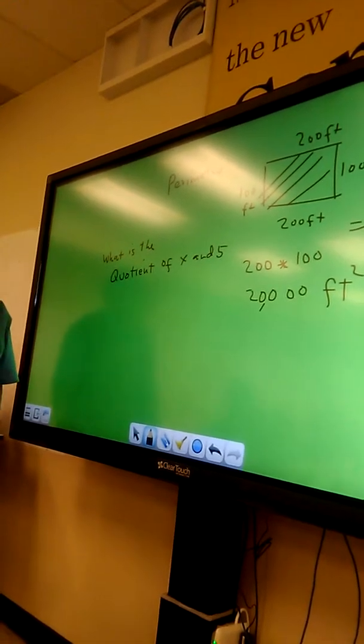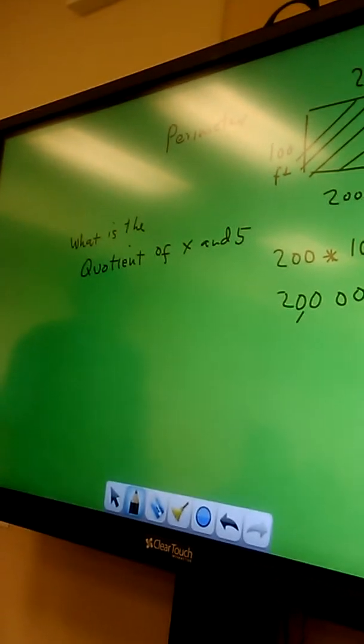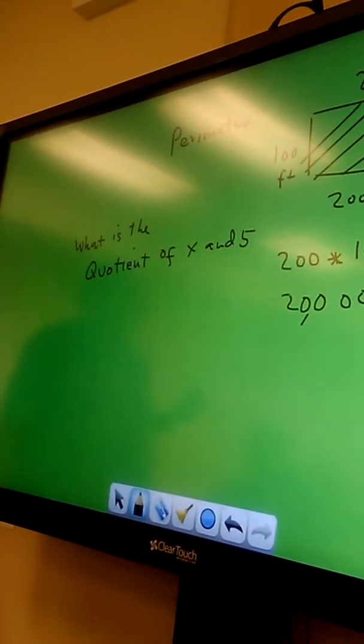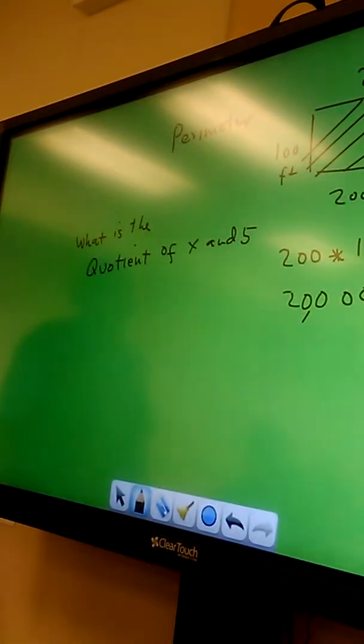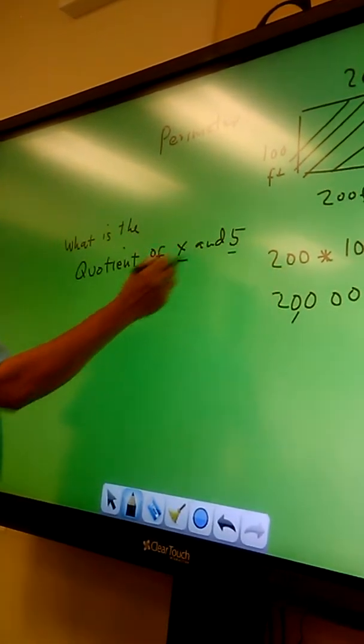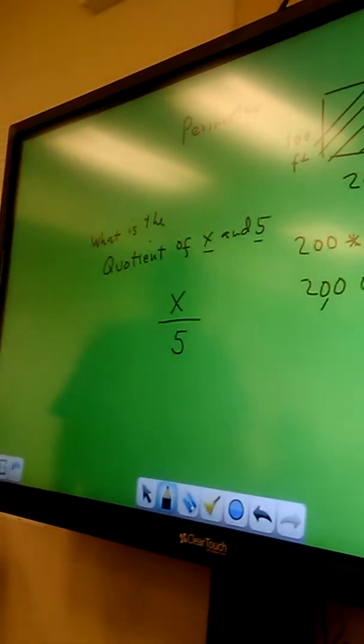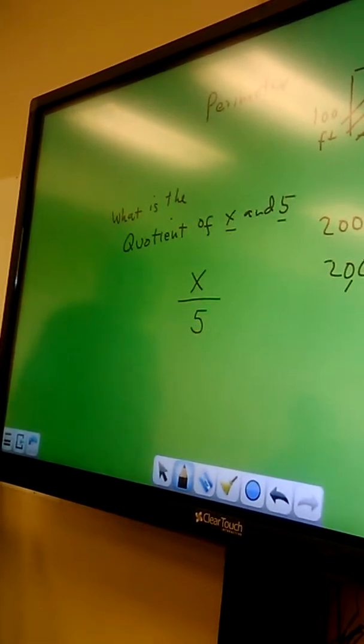Quotient. What is quotient? Quotient, what does it indicate? Addition, subtraction, multiplication, or division? Division. So quotient of x and 5 means I am taking x and dividing it by 5. So this is the quotient.